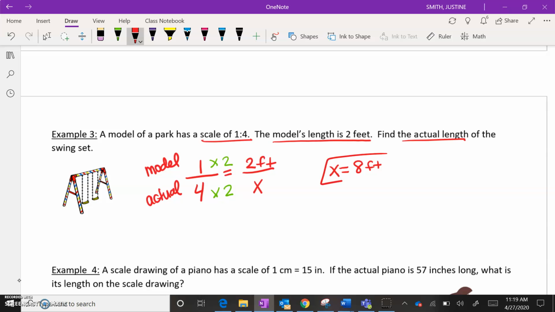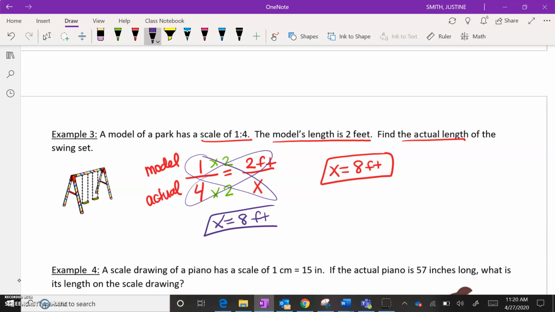Okay, and you can choose whatever way you want to. So if you would like to cross multiply still and do x is equal to 4 times 2, which is 8, that's going to give you obviously the same answer there. Okay, but if you see that connection, you can do it that way as well.